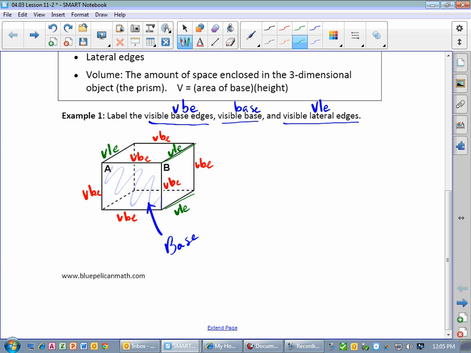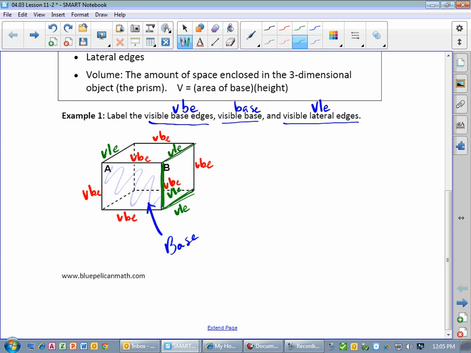Oh, and what about that bottom one? Good. And so then if we really want to get picky, we would go, well, this is also a lateral edge, so this is a VLE. And so on. In fact, all of the base edges are also lateral edges. You think about how the base connects to the sides. So all the base edges are lateral edges.